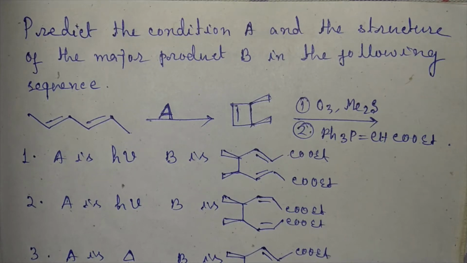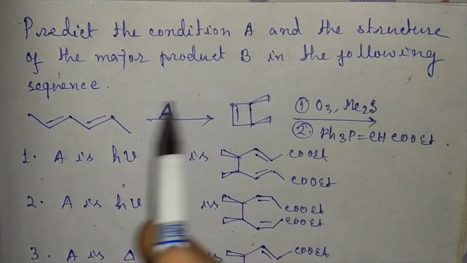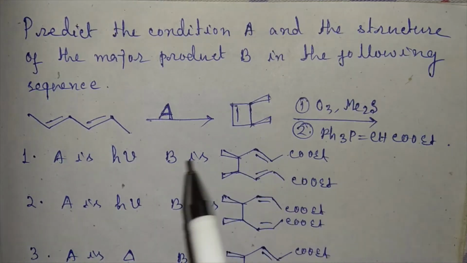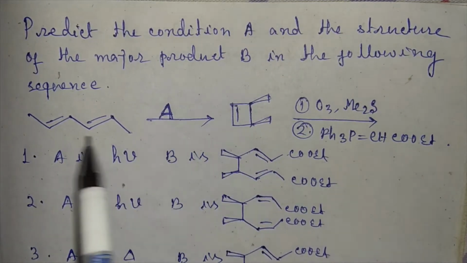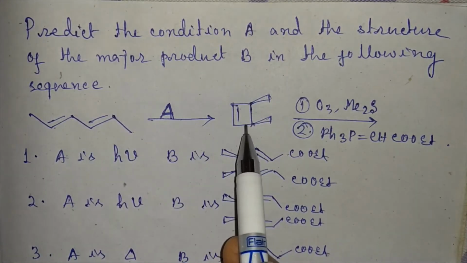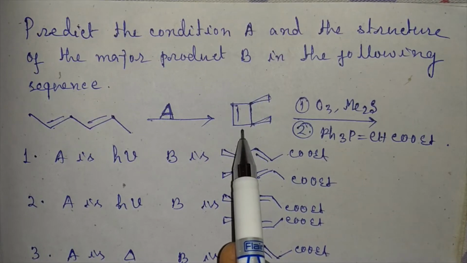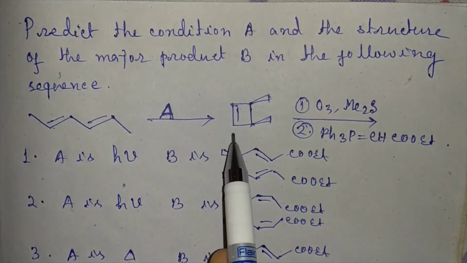Here is an interesting question. Predict the condition A and the structure of mature product B in the following sequence. So you can see here that this is a diene and it is an electrocyclic ring closing reaction. It is an example of pericyclic reaction.